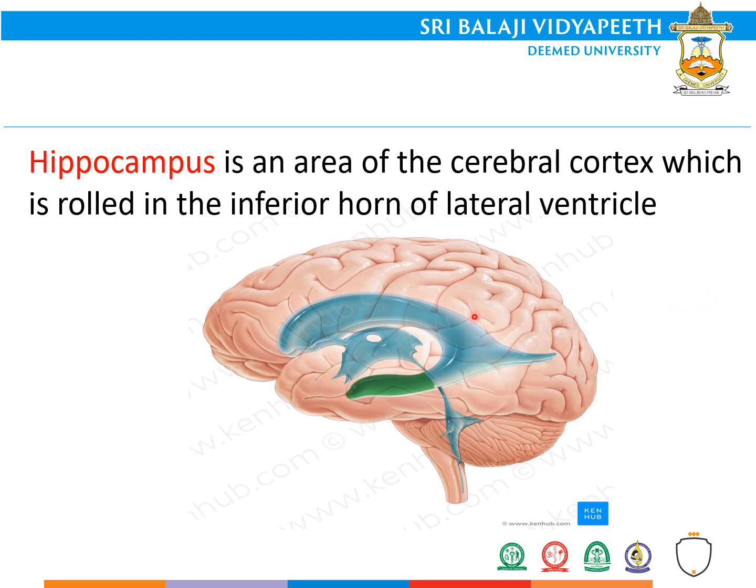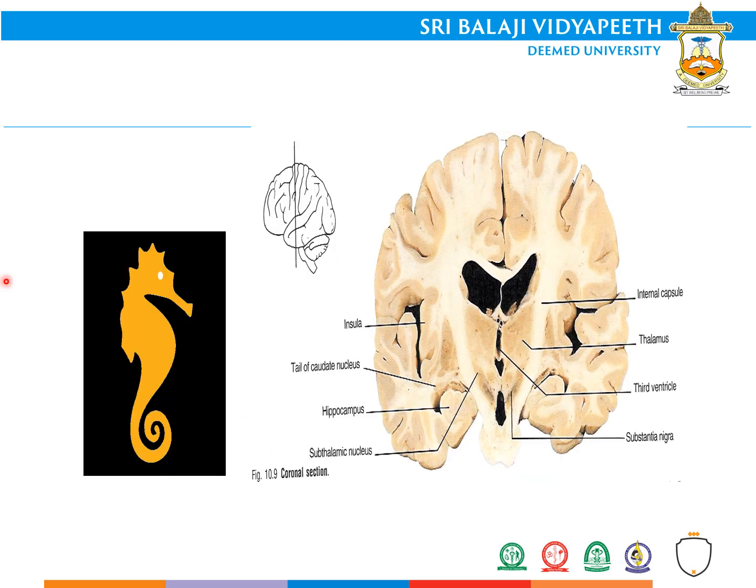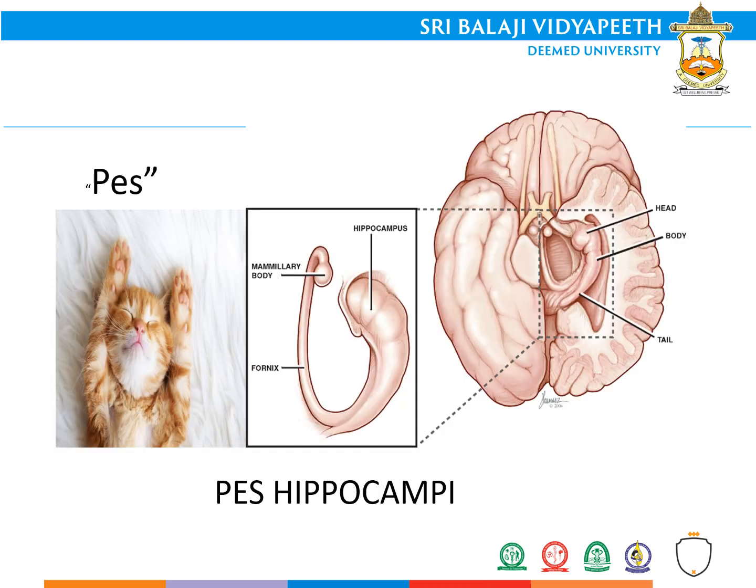So the hippocampus is an area of the cerebral cortex which is rolled into the inferior horn of the lateral ventricle. So this is a coronal section. Again, this part here which is rolled up in the inferior horn of the lateral ventricle is what is called the hippocampus. The word hippocampus means seahorse. So this rolling up resembles a seahorse, and hence it derives its name from that. And then it is also called pes hippocampi because this also resembles the claw of a cat.